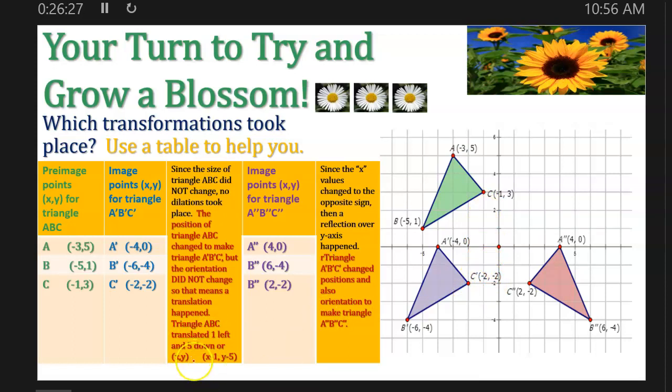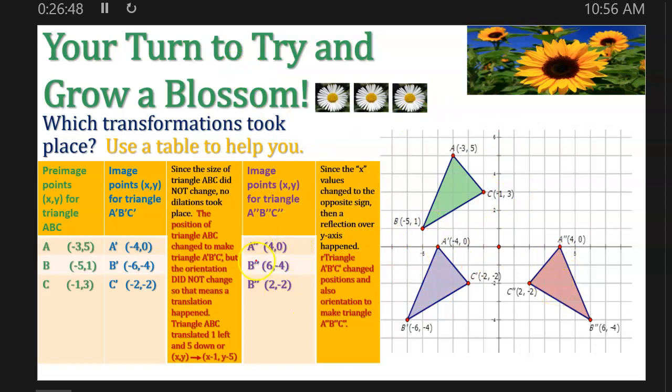So that would be, in notation form, X, for every XY point, X is going to be -1 because we moved 1 left. And then Y is going to be -5 because we moved down 5. So it was definitely translated first. And then after it was translated, it changed to the red triangle.